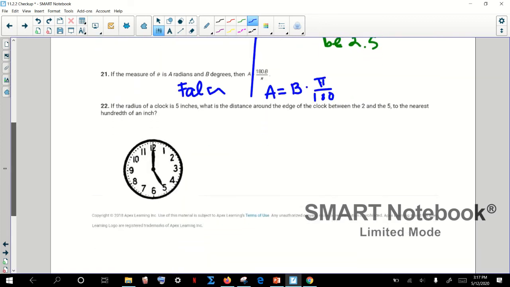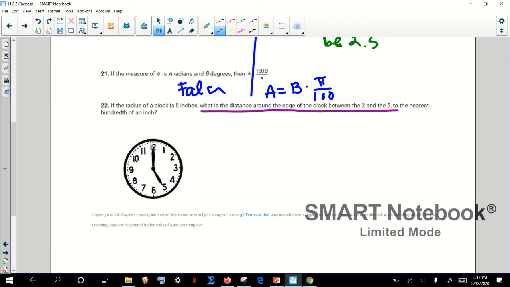Alright, number 22, this is our last one. Hopefully this hasn't been too long. Alright, so I have a picture of a clock here. I don't know if that was given to you, but it might be helpful to have a clock as kind of like a visual. We want to find the distance around the edge of the clock between 2 and 5, and we know that the radius is 5 inches. So looking at the area between 2 and 5, that's a quarter of the clock. So that's 90 degrees, right? And 90 degrees is the same as pi over 2.